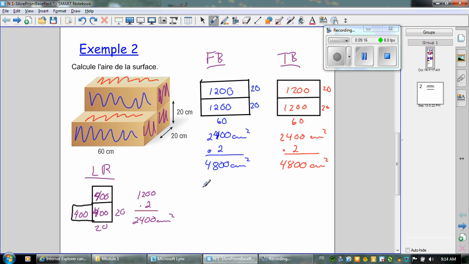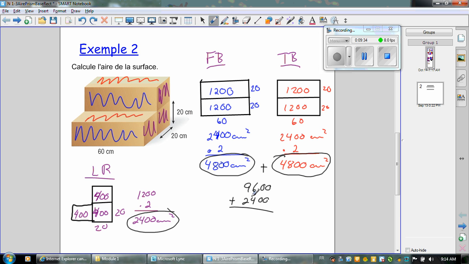So my total surface area is going to be the sum of the front, back, top, bottom, and the left, right. So if I do these two together, 4800 plus 4800, that's 9600, plus another 2400. I get 12000. So 12000 centimeters squared.